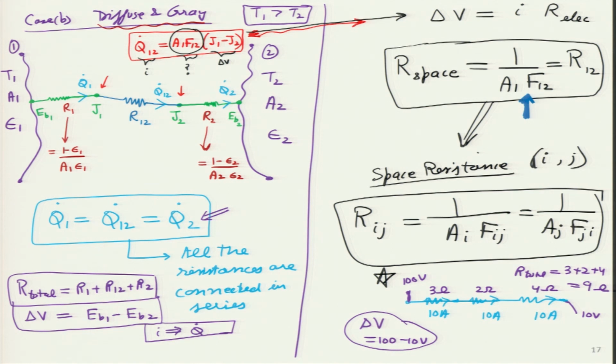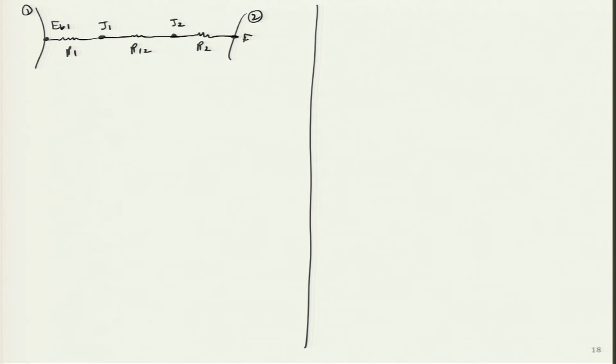that in this particular case, if I wanted to write for case B over here, I do not have space here. So, I am going to write on the next slide that for this particular case where I have 3 resistances, this is surface 1, surface 2, R1, R12, R2, EB1, J1, J2, EB2. So, if somebody wants to calculate the value of net rate of heat transfer between these two surfaces, q dot 1 2.